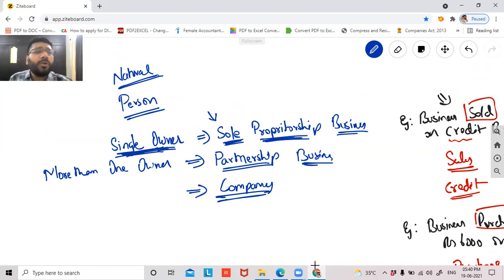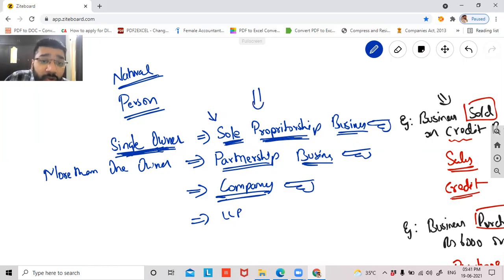No doubt about that. But apart from us, there's someone else who is also called a person, and that is a sole proprietorship business. A partnership business is also called a person, and a company is also called a person. Guys, there are more forms in which you can do business, such as LLP, HUF, and so on. I'm not discussing all that. All I'm trying to tell is that if you start any business, if you have a business in the form of a sole proprietorship business or a partnership business or a company, even that is called a person.